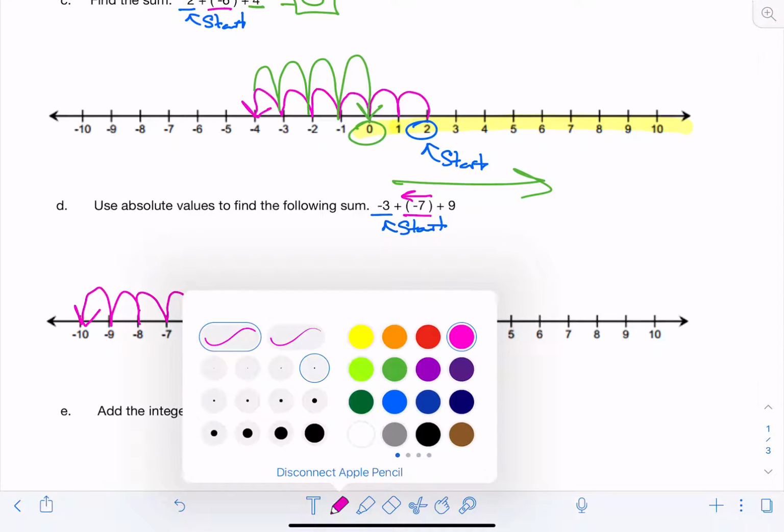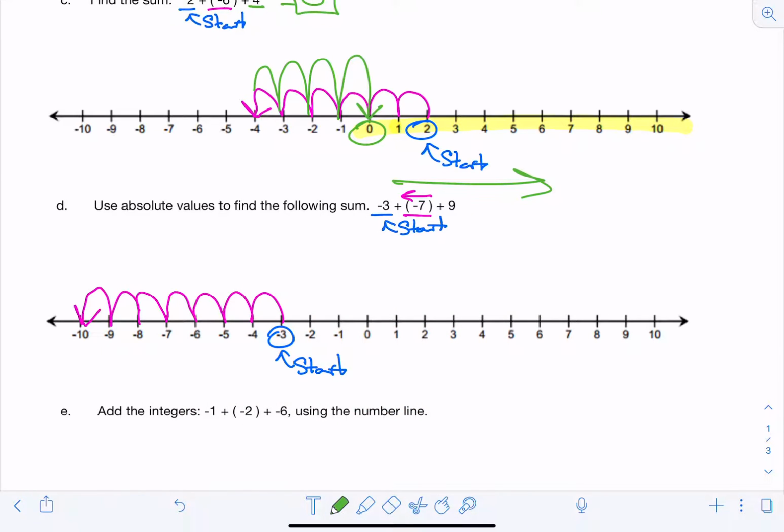And wait, there's more. We have one more number, which is a positive 9, and positives go towards the right. So now we're going to go to the right 9 times. 1, 2, 3, 4, 5, 6, 7, 8, 9. And we end up finishing at -1. So -3 plus -7 plus 9 is -1.